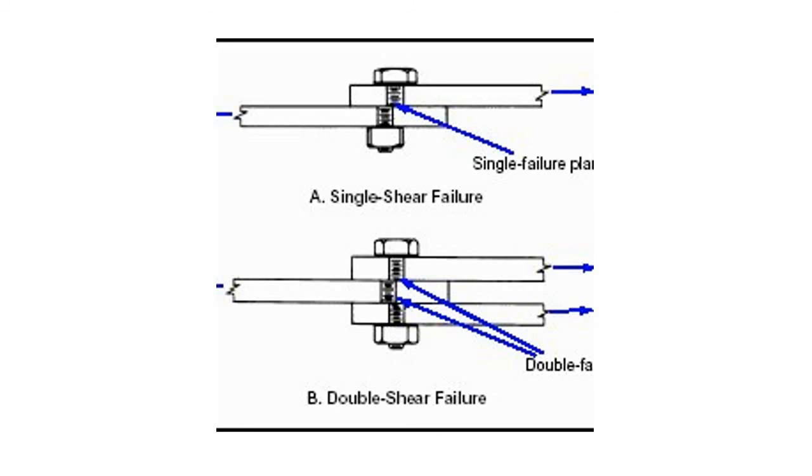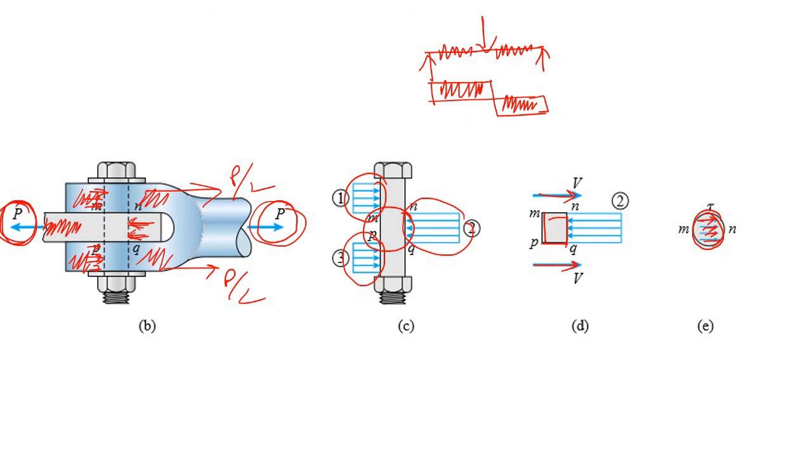In case of a single shear, we will have a failure plane like this, but in case of a double shear, of course we will have two failure planes, the first one and the second one. Why? Because in case of a double shear, we have a first one and second one, two failure planes.